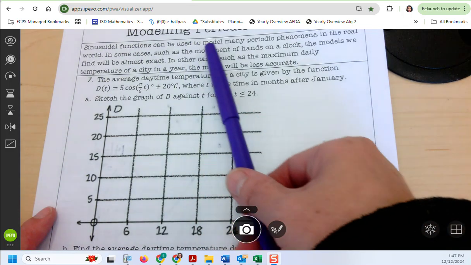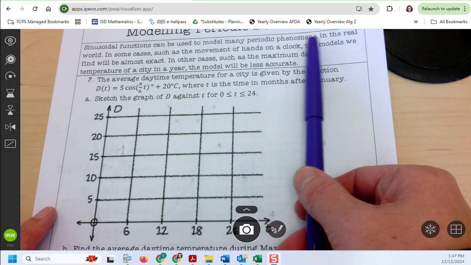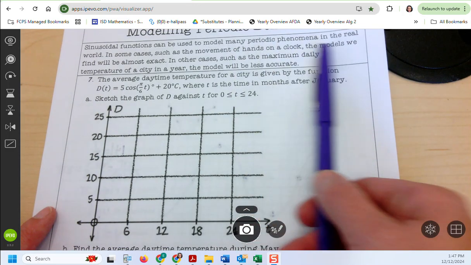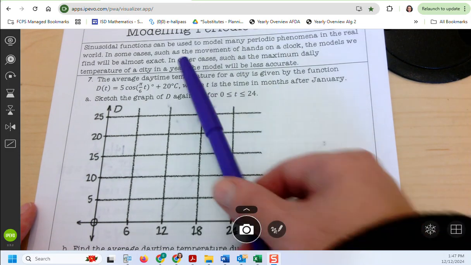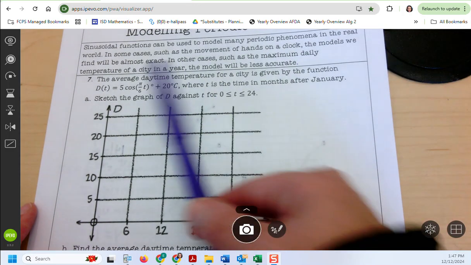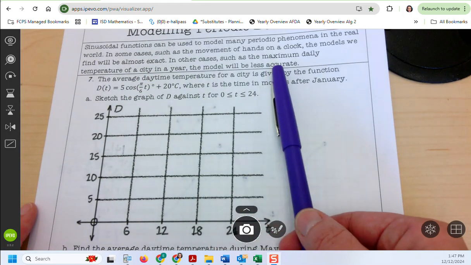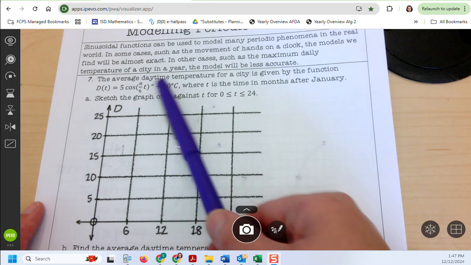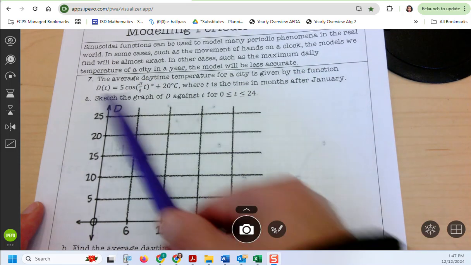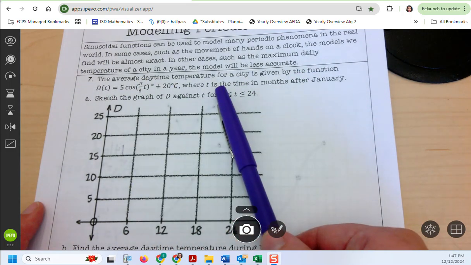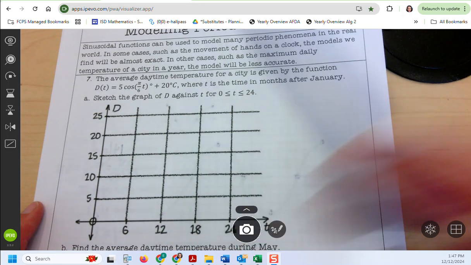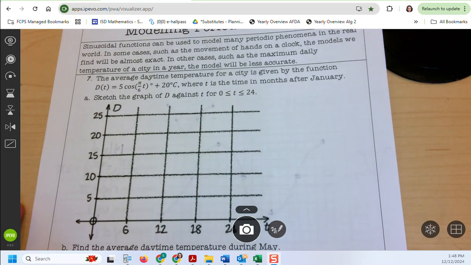Sinusoidal functions can be used to model many periodic phenomena in the real world. In some cases, such as the movement of hands on a clock, the models we find will be almost exact. In other cases, such as maximum daily temperature of a city, the model will be less accurate because these things you know can change. The average daytime temperature for a city is given by this function, where T is the time in months after January. So we're going to sketch a graph of this, and even though it doesn't ask us all those things, that's a really good way to organize what you're sketching.